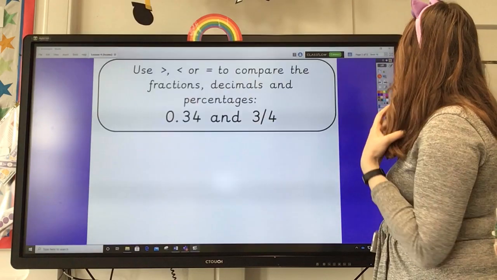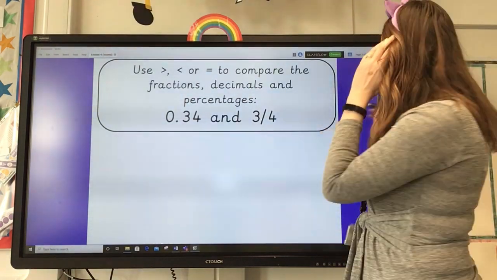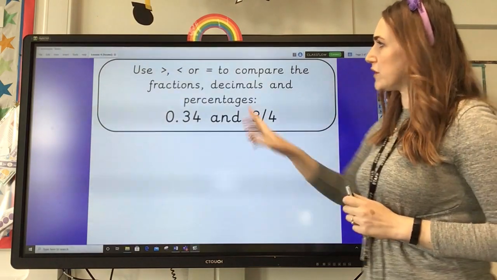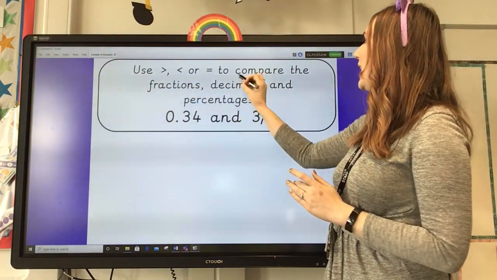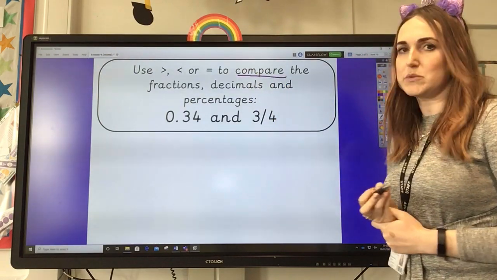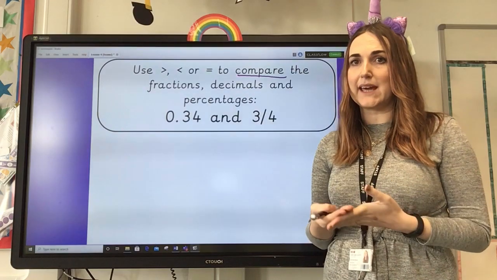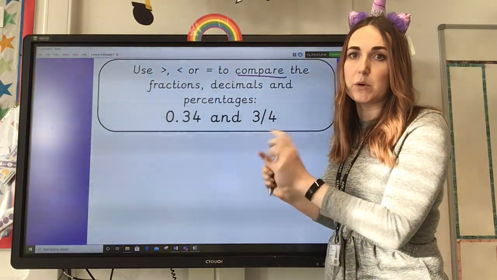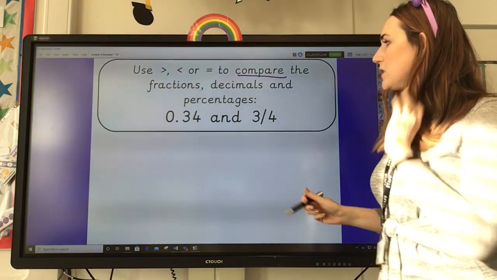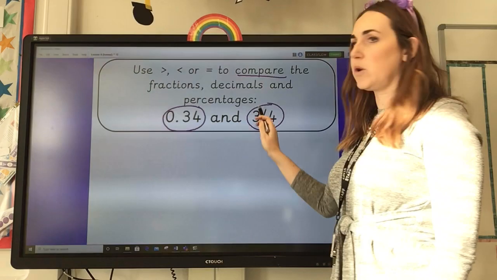So let's get started. My first question here is asking me to use our greater than, less than or equals symbols to compare the fractions, decimals and percentages. We did this before when we were doing decimals. We compared them by showing which of the decimals was bigger, or whether they were equal, by putting that symbol between them. So I've got here 0.34 and 3/4.